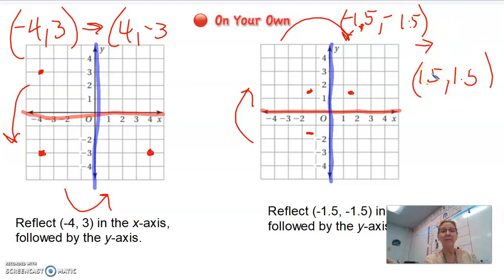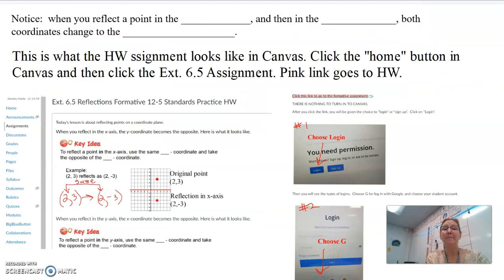Okay, so I want you to notice that in each of these, the y coordinate changed first and then the x. So here's our last final wrap it up. Notice that when you reflect a point in the x-axis and then in the y-axis, both coordinates change to the opposite.